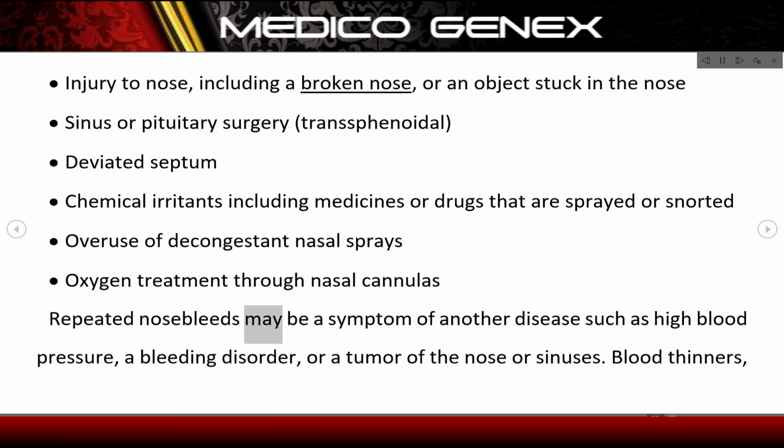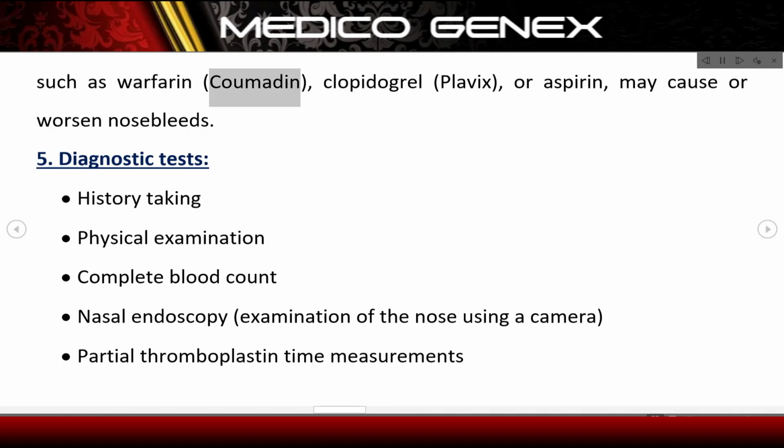Repeated nosebleeds may be a symptom of another disease such as high blood pressure, a bleeding disorder, or a tumor of the nose or sinuses. Blood thinners, such as warfarin, Coumadin, clopidogrel, Plavix, or aspirin, may cause or worsen nosebleeds.